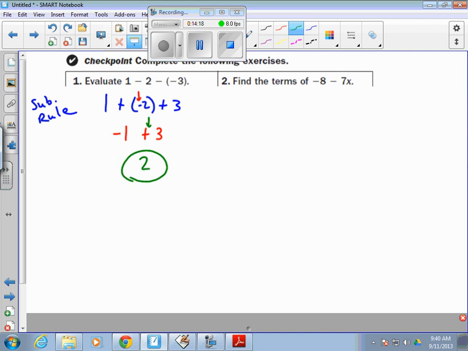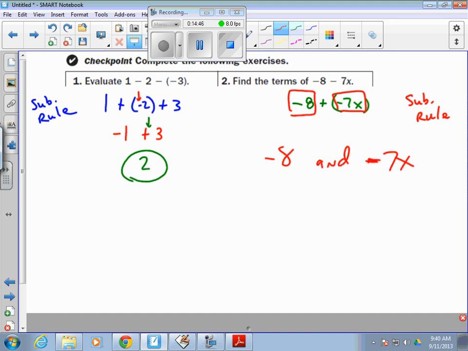Find the terms of negative 8 minus 7x. Again, if you use a subtraction rule, it'll be negative 8 plus a negative 7x. So when we look at the terms, it's negative 8, and that's just the subtraction rule again, and negative 7x. So negative 8 and negative 7x. Again, an easy way to do this is to just say the sign that's attached to it, the sign in front, is the term that goes with it.